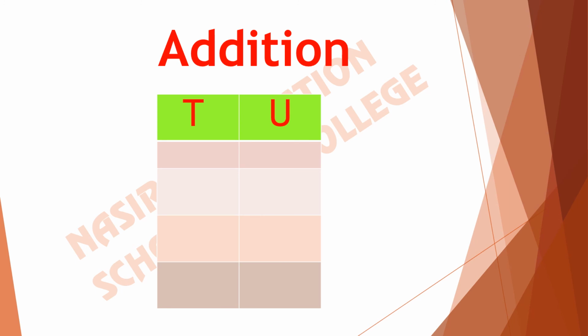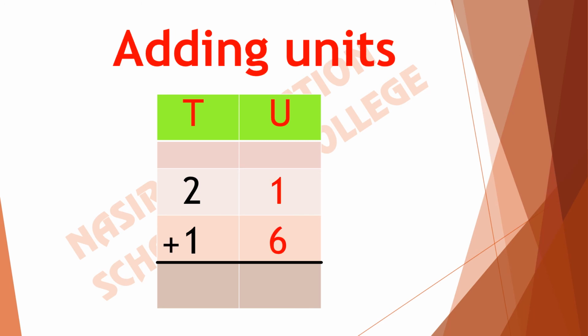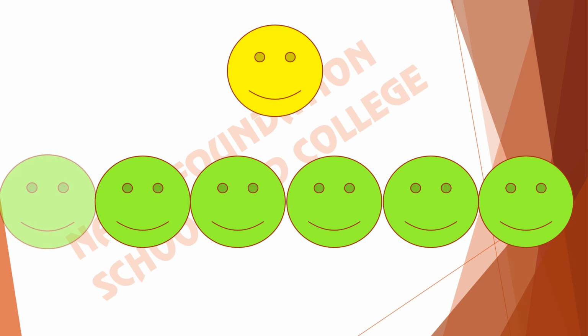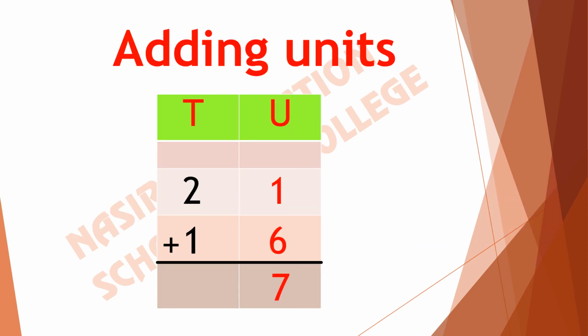A chart has been shown and addend 1 is 21. We will write 2 in the tens column and 1 in the units column. In the same way, we will write addend 2, that is 16: 1 in the tens column and 6 in the units column. We use this symbol to show addition. First of all, we start from units. We will add 1 and 6. In 1, if we add 6, we get 1, 2, 3, 4, 5, 6 and 7. So we will write 7 in the units column.